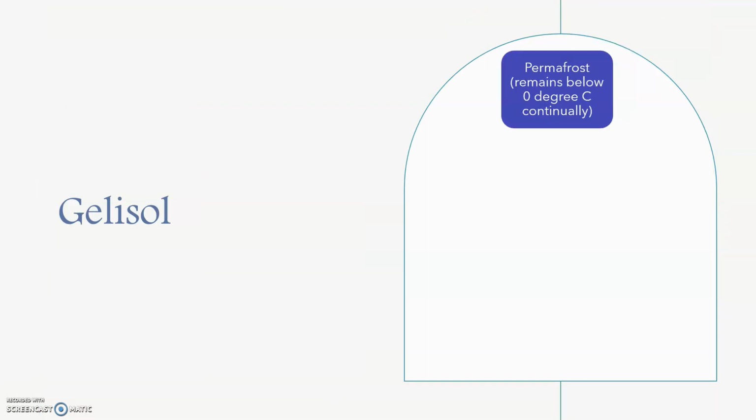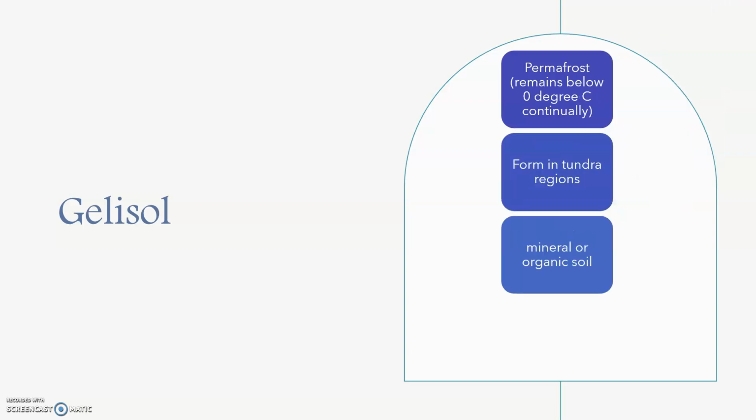Gelisols are formed where permafrost is always present. So permafrost is when the ground remains below 0 degrees continually. Gelisols form in tundra regions, and gelisols can be a mineral or organic soil. However, gelisols do show cryoturbation or cold disturbance.